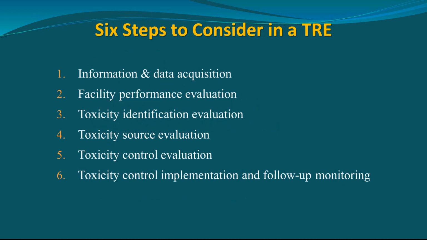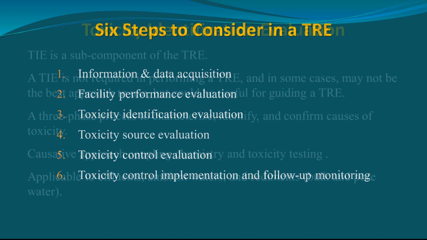So these are the steps to consider: your information and data acquisition, your facility performance evaluation. I'm presuming that that's related to the engineers who are going to be involved in the process. Toxicity identification evaluation I'm going to talk about in a second as we proceed. And then finally, once you've identified what's toxic, you have a control procedure in place, and you want to evaluate how well that control procedure is working. And then you implement that control and follow-up monitoring.